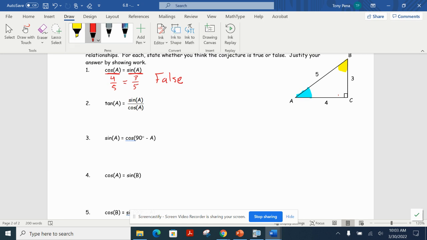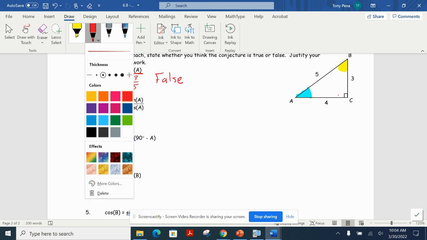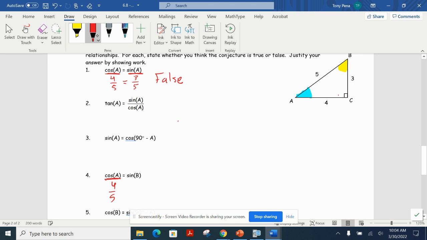All right, so now this guy, Jada. What'd you get for the cosine of angle A, Jada? Good. So angle A is this blue one. The adjacent side is 4. The hypotenuse is 5, so she said 4/5. Now we go to the other angle, angle B, and I want the sine of angle B.